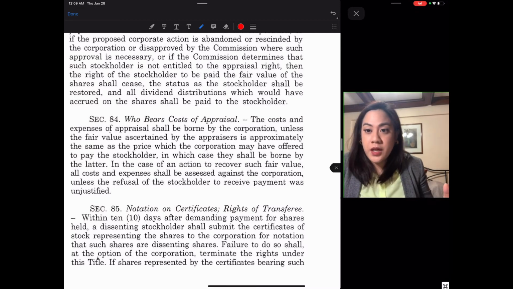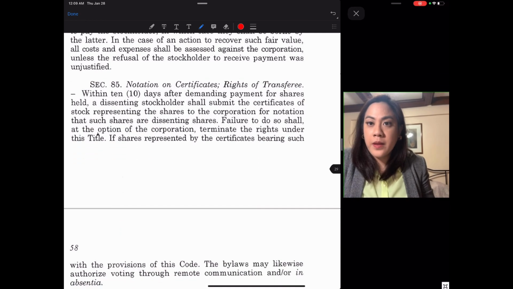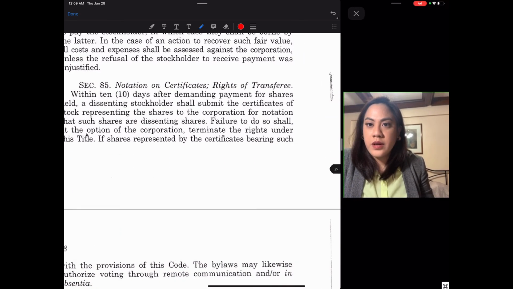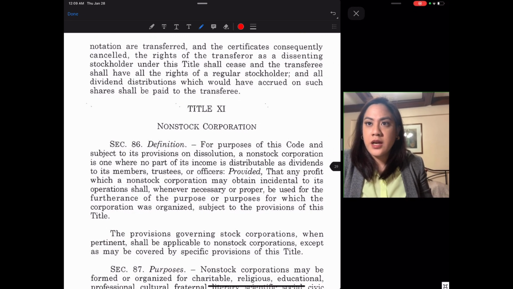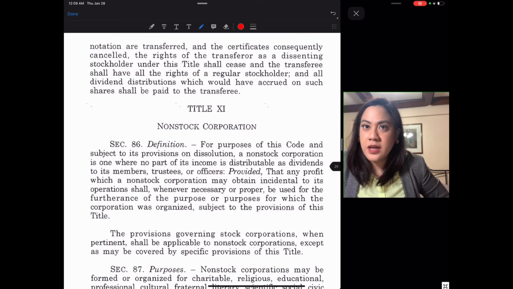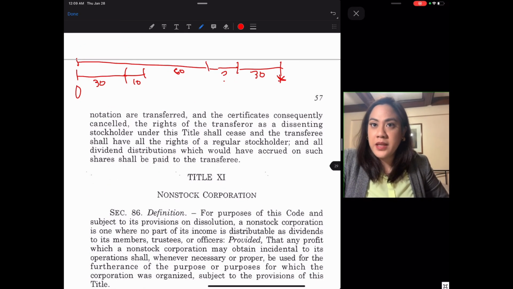Let me just continue. If the shares represented by the certificates bearing such notation are transferred and the certificates cancelled, the rights of the transferor as a dissenting stockholder shall cease, and the transferee shall have all the rights of a regular stockholder.